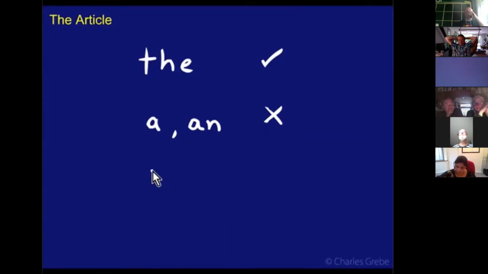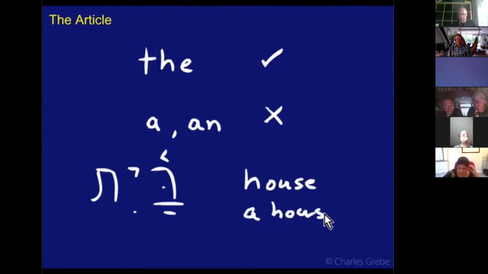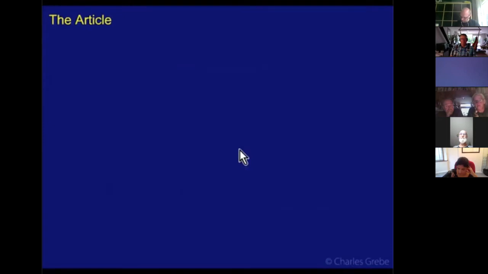So if you have a word like bayit, which means house, without the article, then you would simply translate it as house or a house, depending on context. So it's the absence of the article that allows you to have this indefinite state. Now, let's take a look at the article itself.